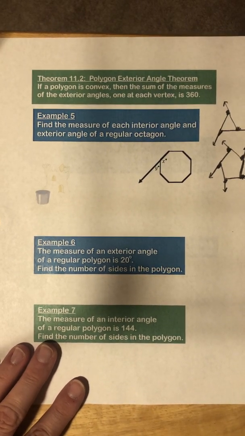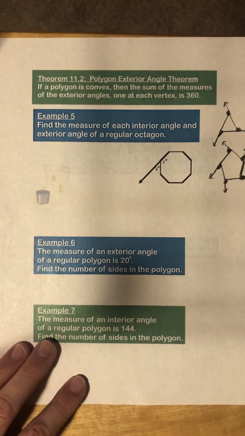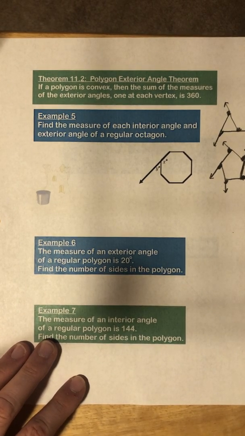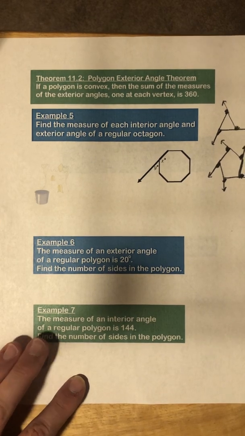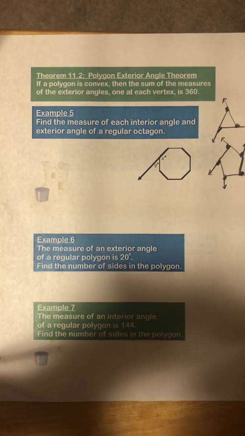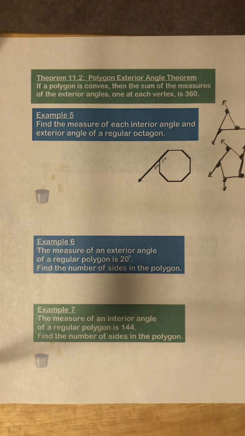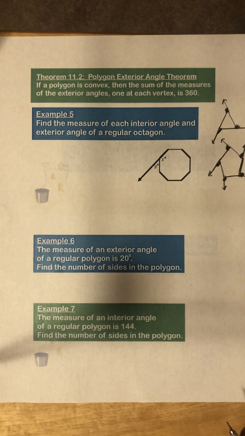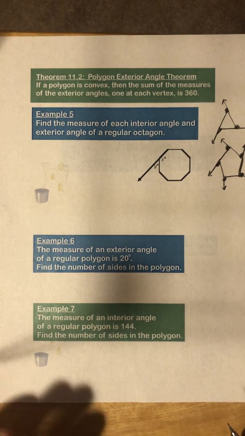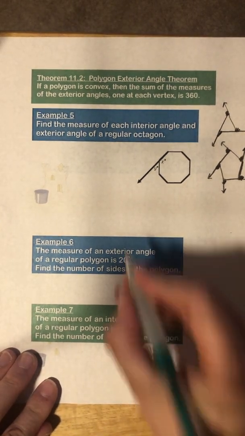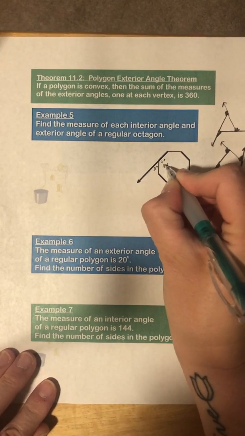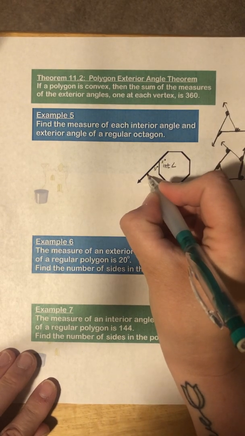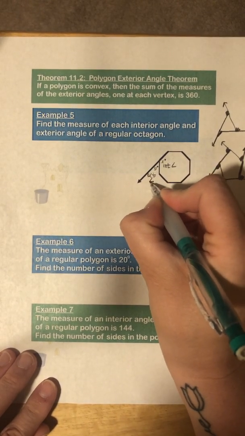So example number 5 says find the measure of an exterior angle of a regular no, I can't read tonight. What? No. Jeez. Y'all, I am losing my mind. Let me try again. Find the measure of each interior angle and exterior angle of a regular octagon. There we go.